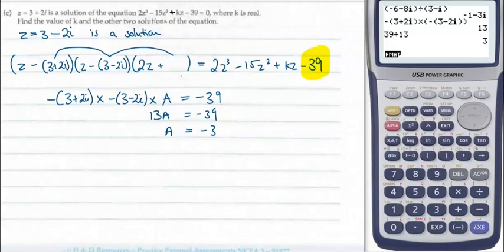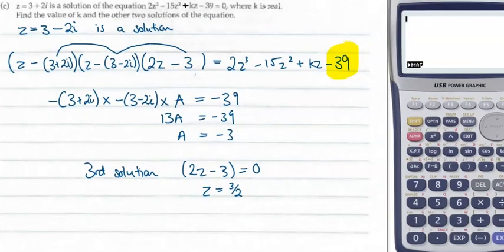So in place of that a, we can put in a negative 3, which means that our third solution comes from the factor 2z minus 3. Set that equal to 0, so z is 3 over 2.